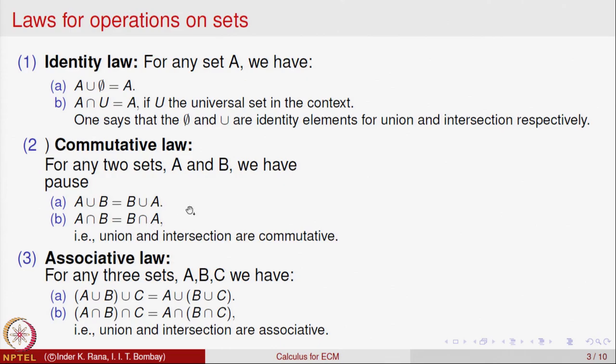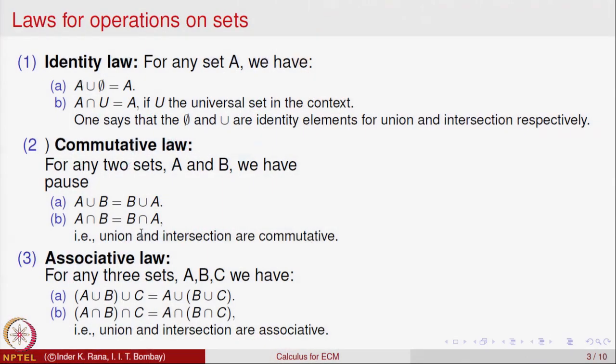These laws are basically something similar to keep in mind, a similar thing that happens in addition and multiplication of numbers. So, for example, if you treat union as the plus, then any number plus 0 is equal to that number, and similarly for multiplication, A multiplied by U, if you take it as 1, then it is A. So, this is basically going parallel to that, and so addition is commutative, multiplication is commutative. So, here the union is commutative, intersection is commutative.